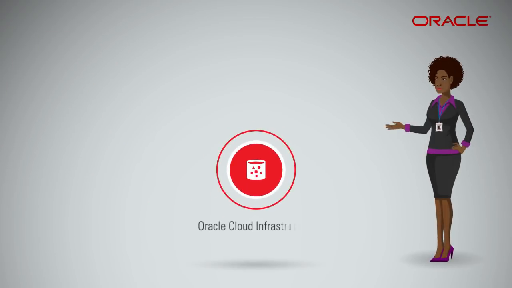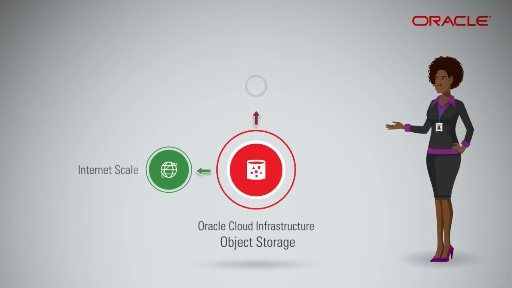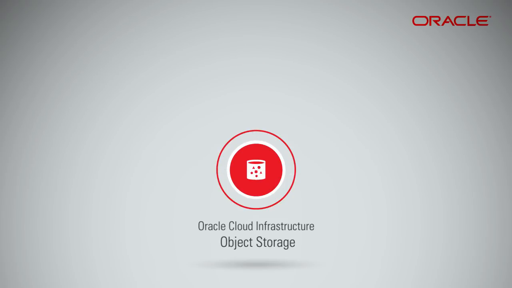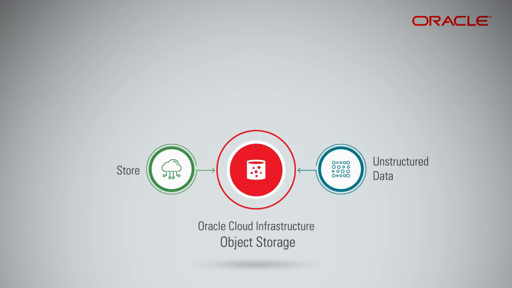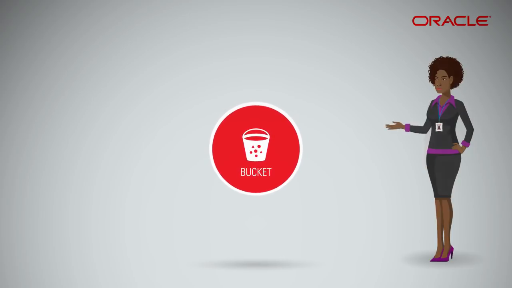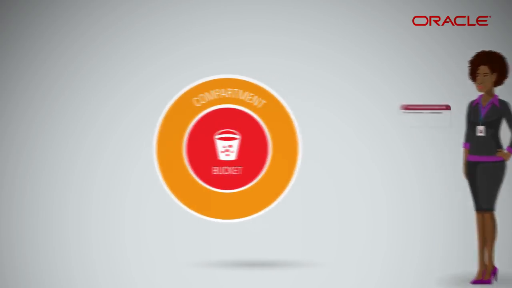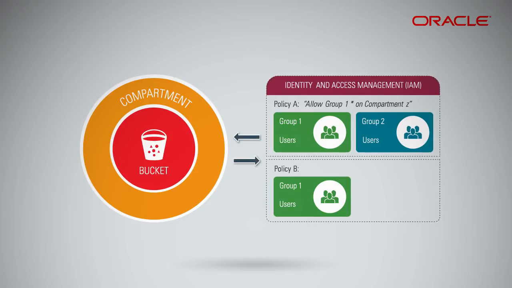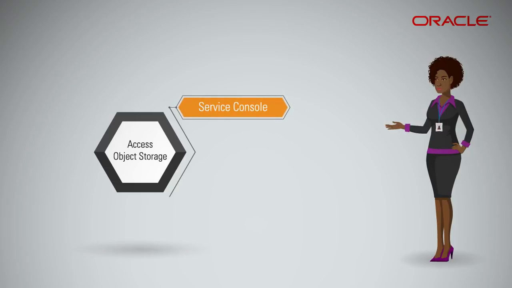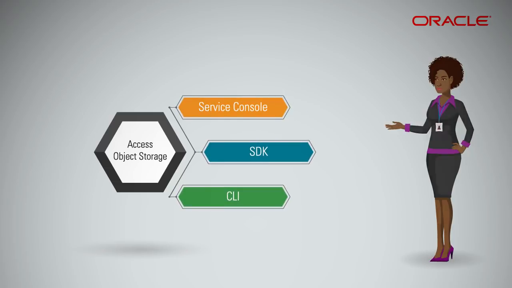Sure. Oracle Cloud Infrastructure Object Storage is an internet-scale, highly durable, and highly available storage service. It's ideal for storing unstructured data. Data is stored as objects in buckets. A bucket is a logical container that groups objects together. A bucket is associated with a single compartment, which in turn has policies that indicate what actions a user can perform on a bucket and all the objects in the bucket. You can access this service via the Oracle Cloud Infrastructure Service Console, SDK, or CLI.